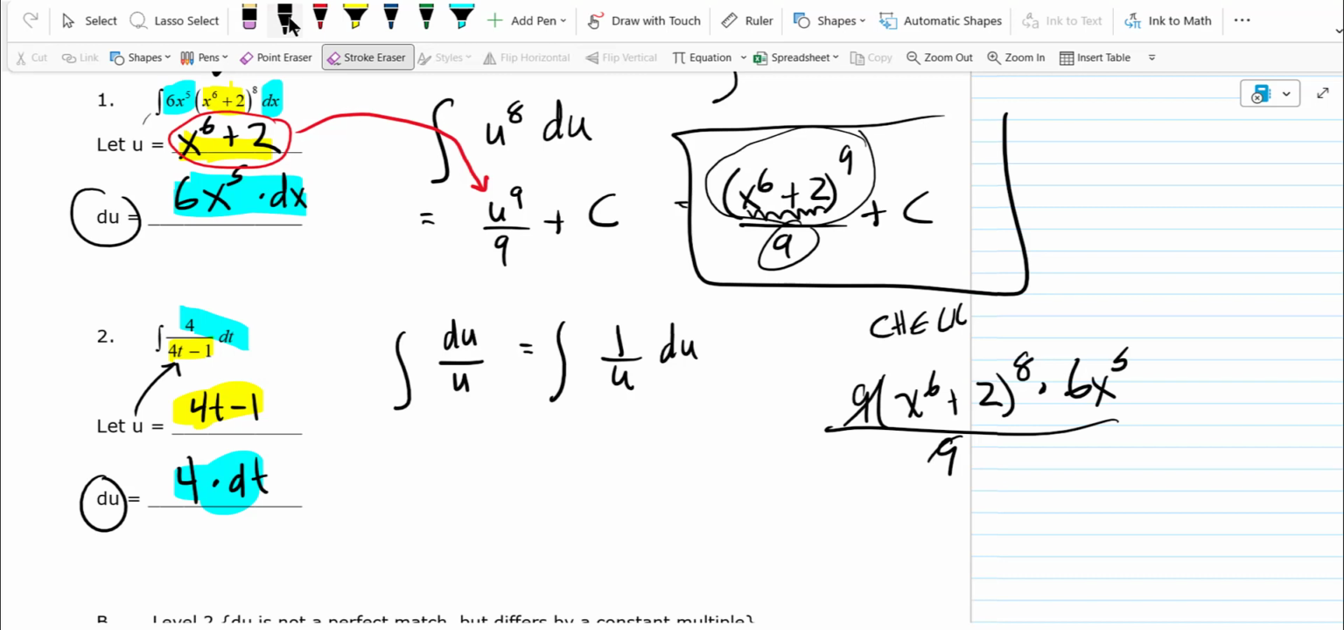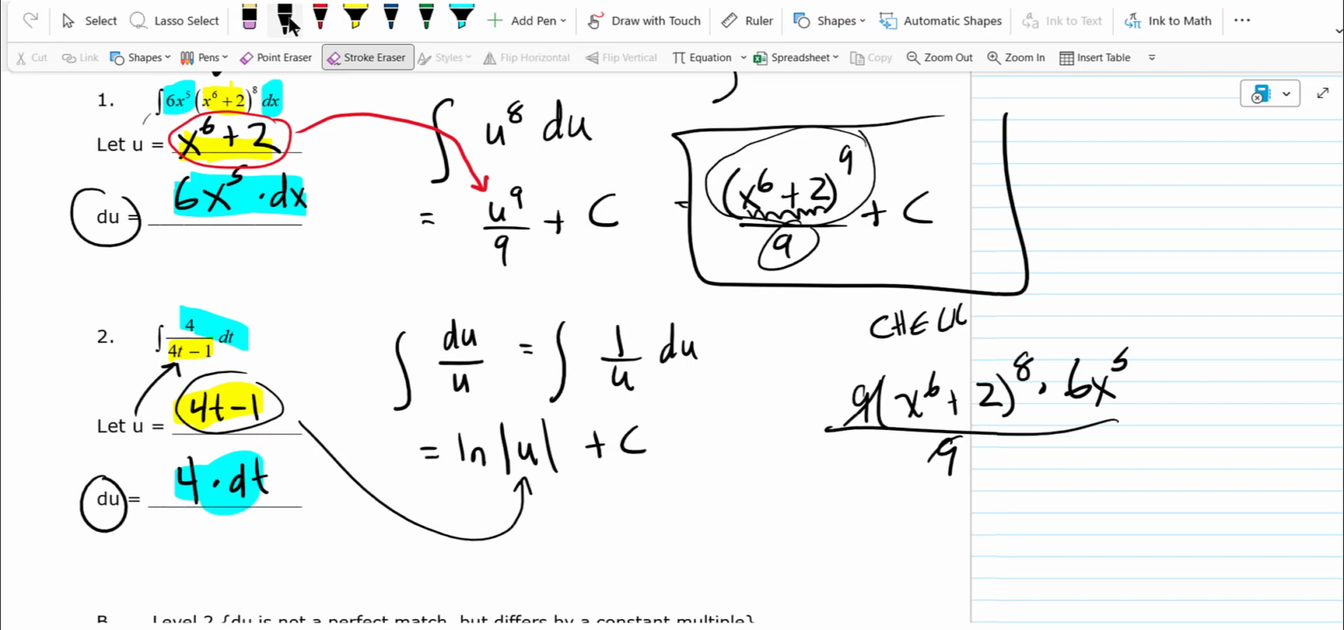ln u plus c. Good. Okay, so we end up getting ln, absolute value of u plus c. You always have to have absolute value to guarantee that you're taking a ln of a positive number. And then what's the last step? Plug back in. The u goes back in.